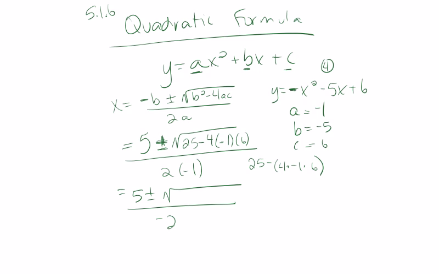Okay, so what is that? Well, this is negative 24. So 25 minus negative 24 is 49. Because it was minus a negative, so that made it positive. Or you could do 25 and then assign the negative to the 4, so negative 4 times negative 1 times 6, which is positive 24, so plus 24. However you want to do it.